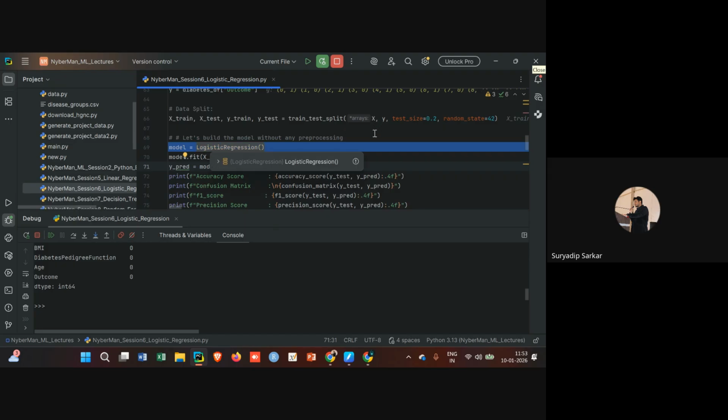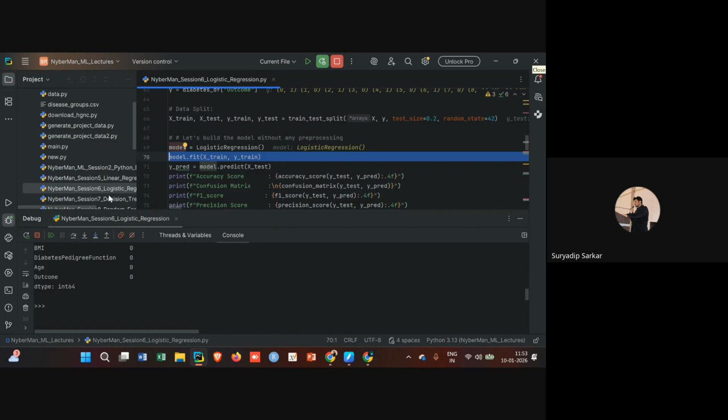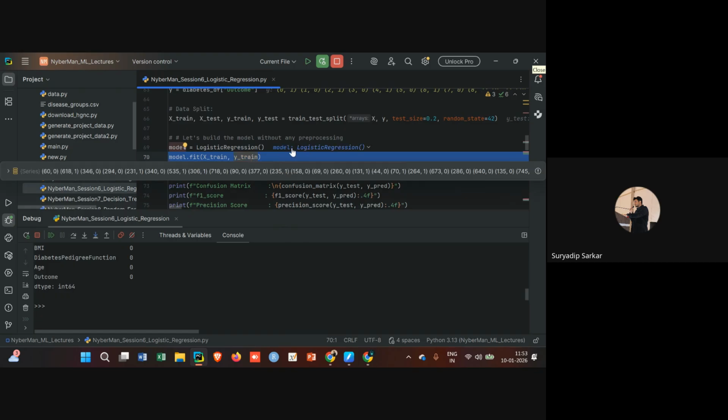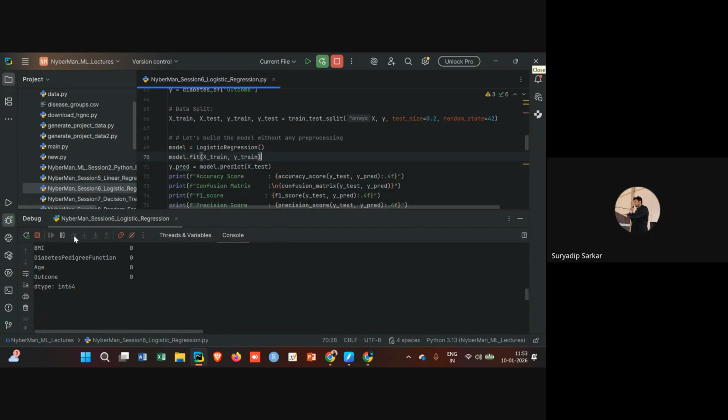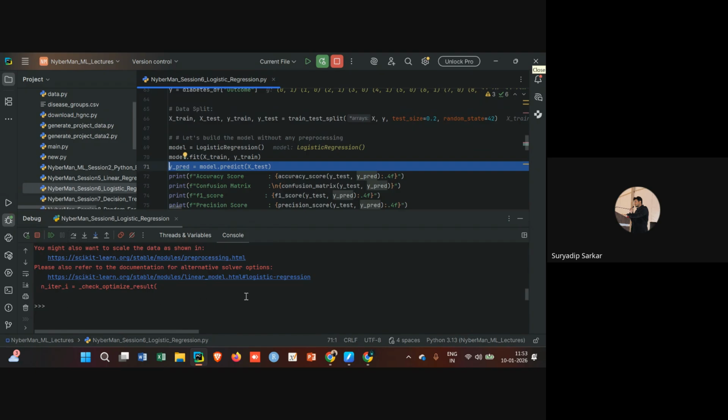Now let us build a very basic logistic regression model without doing any pre-processing. Okay, let us try what happens. So just like linear regression, we first load the logistic regression function into the model variable. Now we perform the training by using the fit function. So this is going to be the syntax for all the models. There will be a fit function to actually train the data. And for training, obviously you use X train and Y train, right? So if I go ahead and run this, model training has happened.